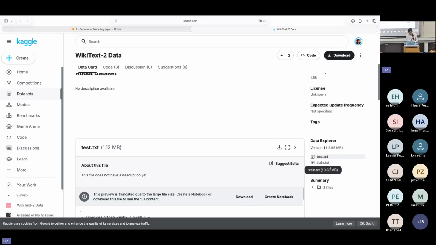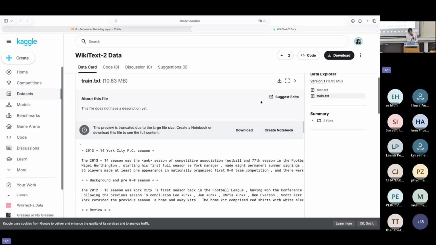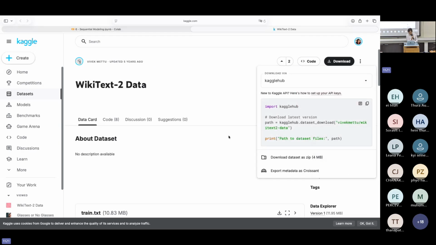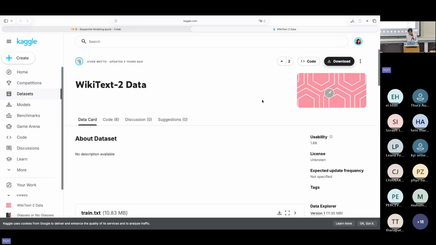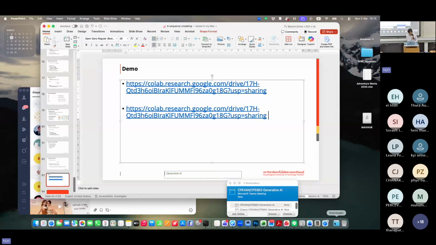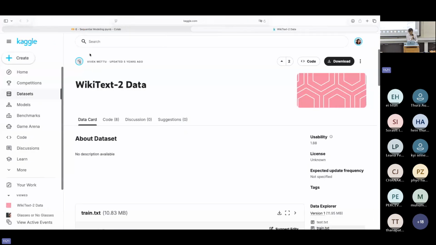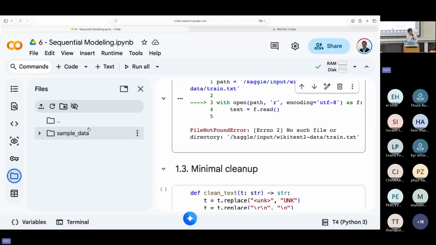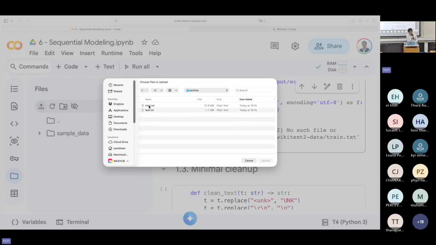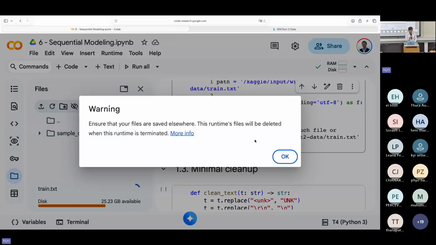Train. Okay. The easiest way would be to just download it. I can use this, or I can just download and put it over there. It works similarly. Archive. Here, upload file. Archive, train. Ensure your files are safe elsewhere. Okay.